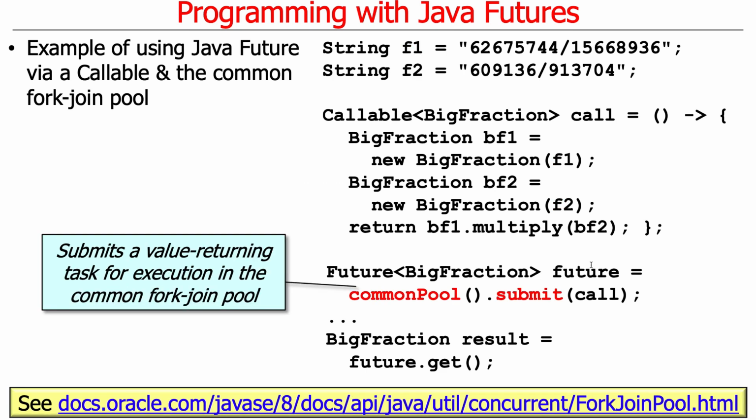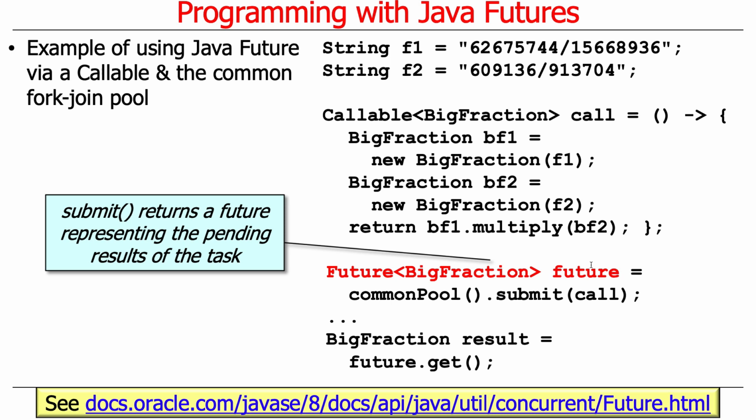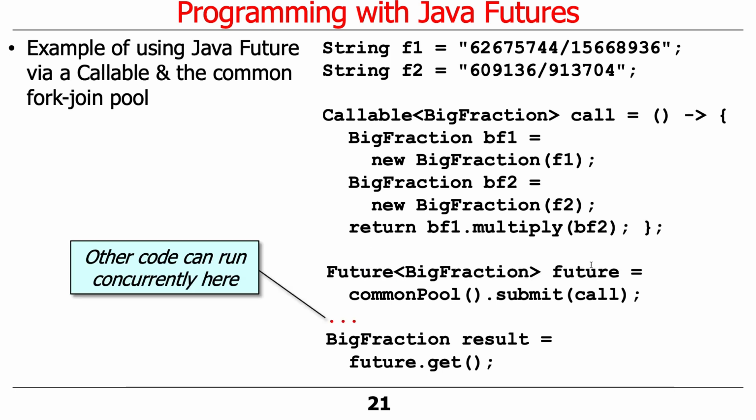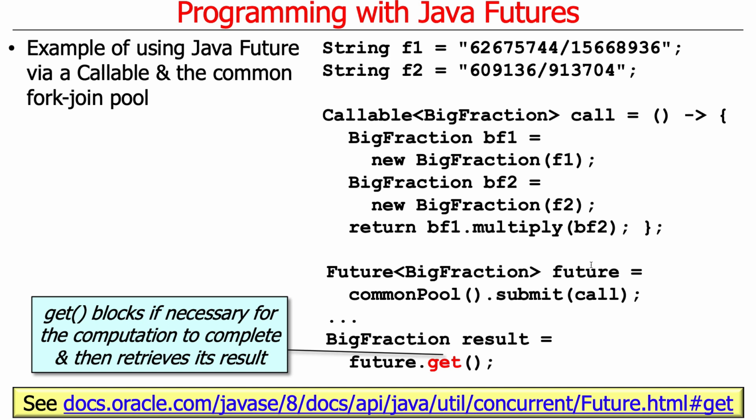The submit method is the way you submit a computation, in this case a callable, to an executor service implementation, in this case the fork join common pool. That will start the operation running in the background in a worker thread, as we've talked about many times, and you get back a future from that. Then other code can run here concurrently. I've obviously omitted a bunch of code, but you could have lots of code here. At some point, we might want to get the result, which will block until the computation is done.